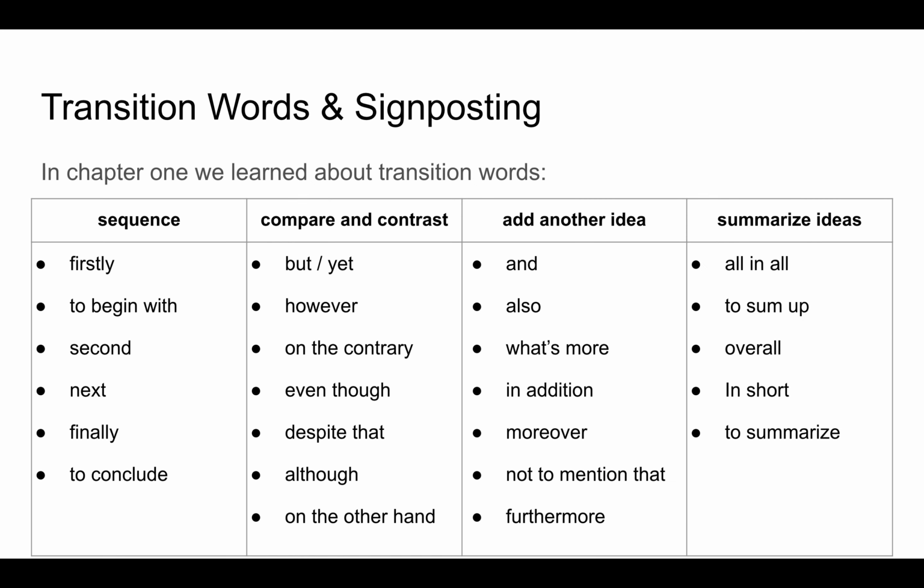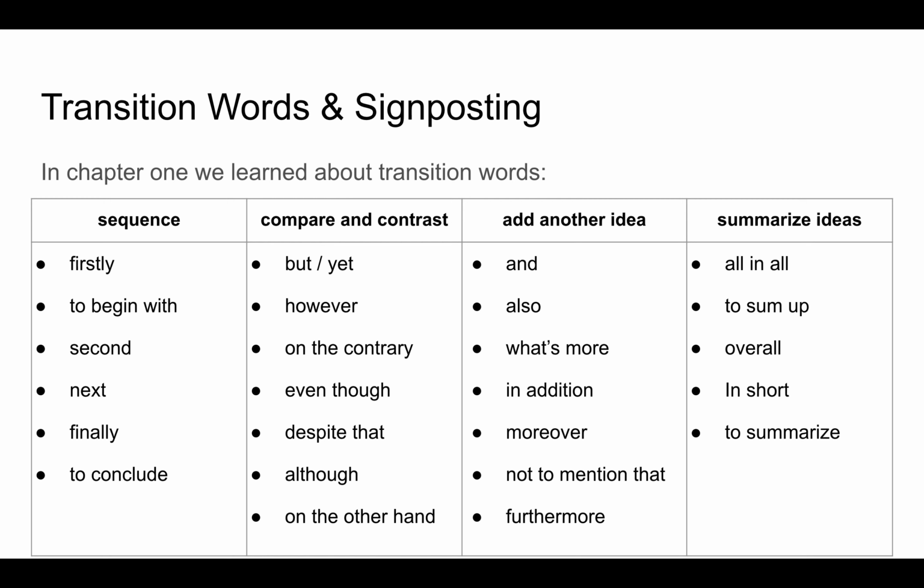Before I start, let me talk about transition words and signposting. I think this is a good time to review some of these things. In chapter 1, we learned about transition words. And transition words are really important because they make it easier for your listeners to understand your presentation. So, if you give a presentation, make sure that you use them. It makes it easier to understand your argument.